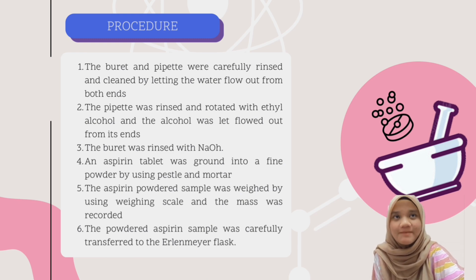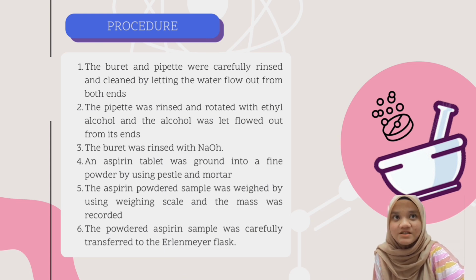First, the burette and pipette were carefully rinsed and cleaned by letting the water flow out from both ends. The pipette was rinsed and rotated with ethyl alcohol, and the alcohol was let flow out from its end. The burette was rinsed with sodium hydroxide. An aspirin tablet was ground into a fine powder using a pestle and mortar. The aspirin powdered sample was weighed using a weighing scale, and the mass was recorded.